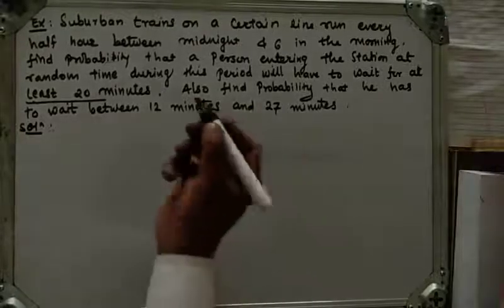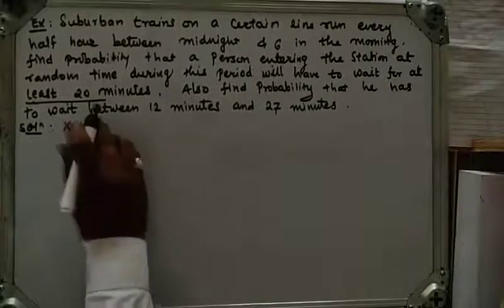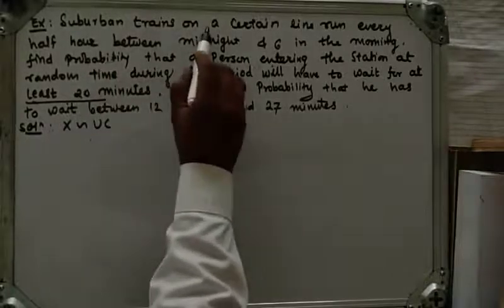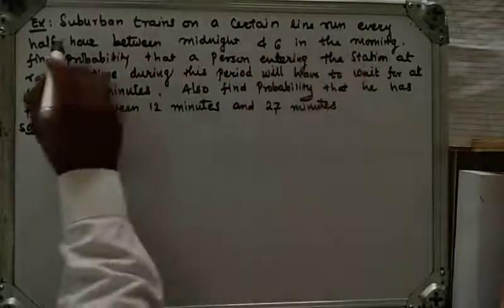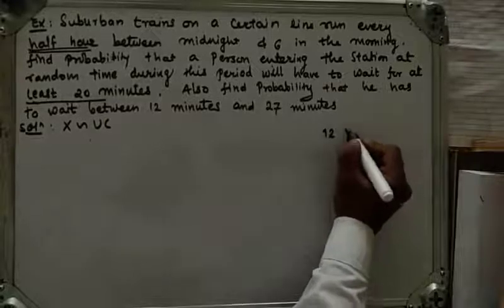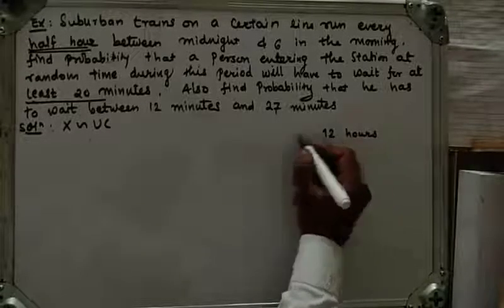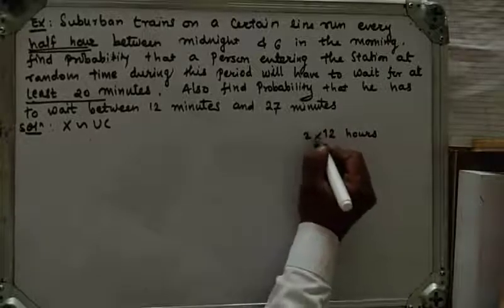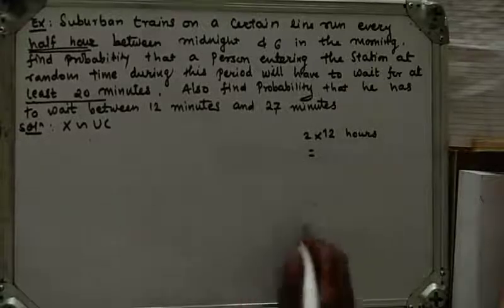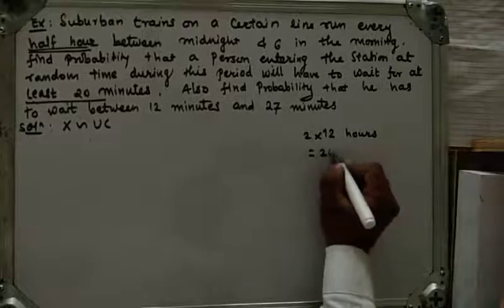So we have to first determine the uniform distribution. X is uniformly distributed. Here suburban trains on a certain line run every half hour. So total there are 12 hours, and 12 into half hour, so 12 into 2, which is equal to 24.